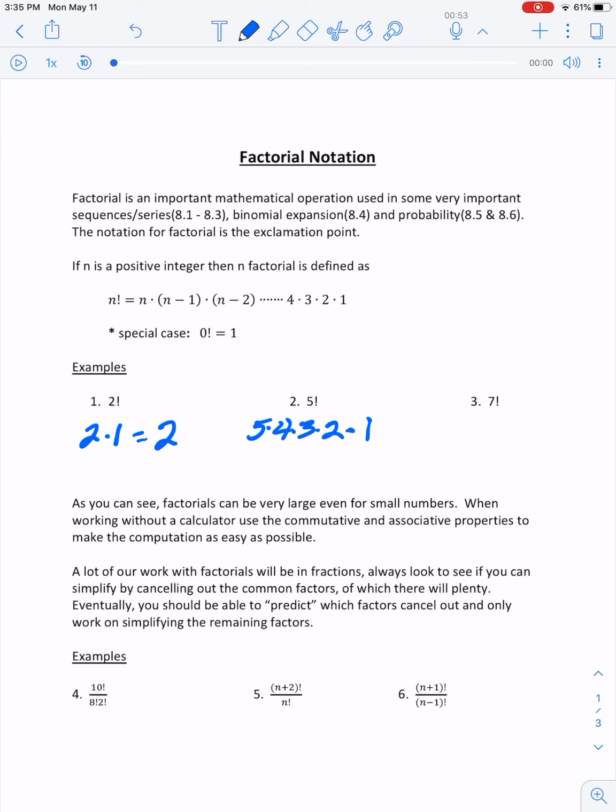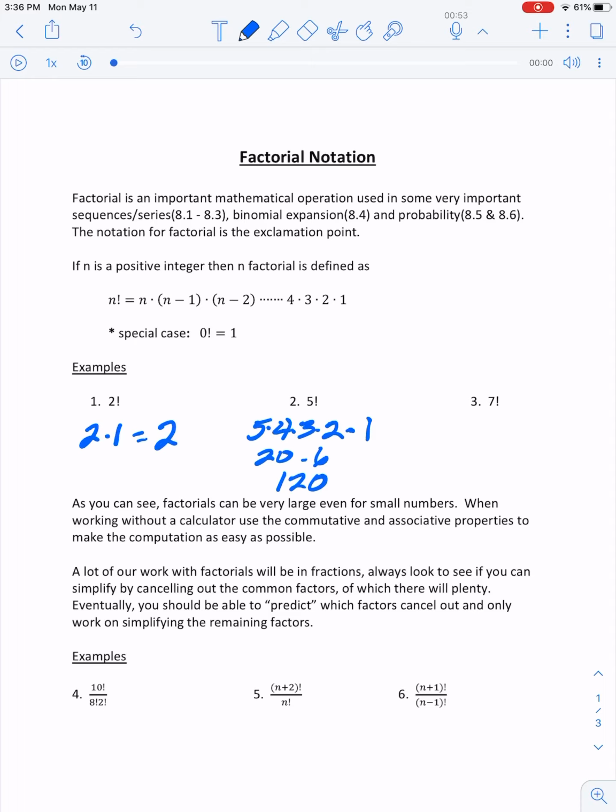You don't necessarily have to multiply it from left to right. You can use both the associative and the commutative properties to help you out here. There are a lot of different ways, but you could do 5 times 4 is 20. You could do 3 times 2 is 6. Obviously, the times 1 never has any effect on the answer. So you could say that 5 factorial is 120.